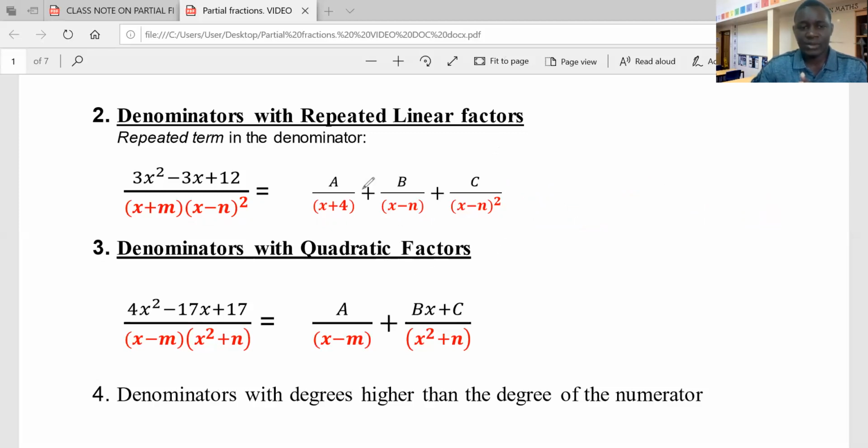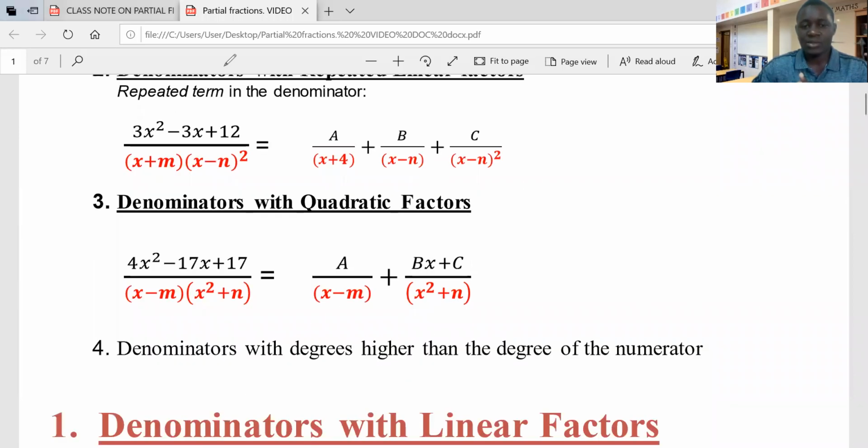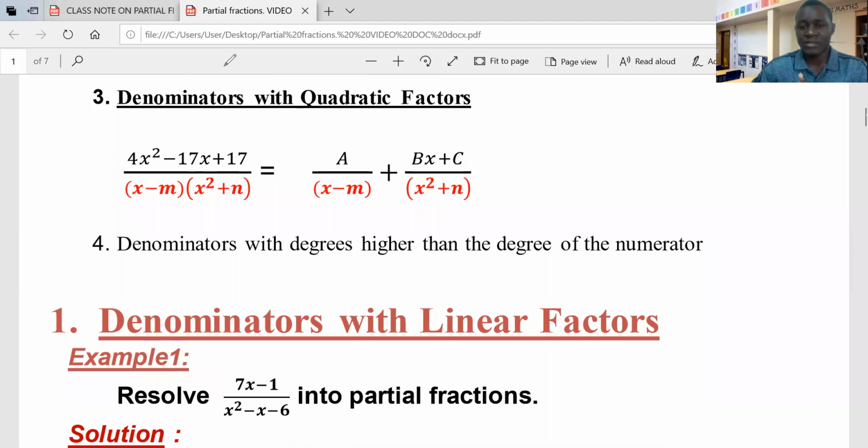Okay, let's take a look at the third one. So we might have to solve a problem on this third one. Now the third one has denominators with quadratic factors. Quadratic factors here means that you have a factor that has the power 2.